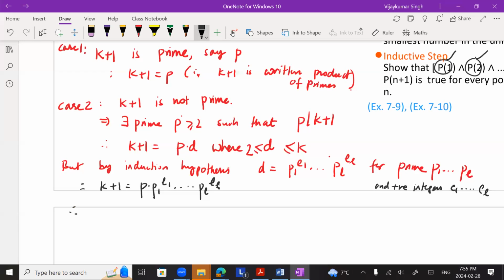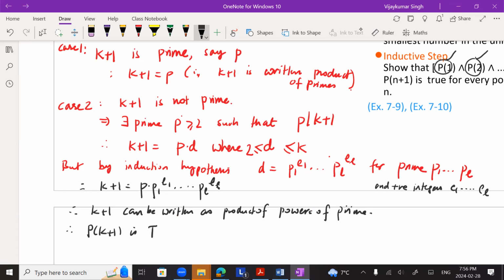Therefore, k plus 1 can be written as a product of primes. This means Pk plus 1 is true. Therefore, by strong induction, Pn is true for all n greater than or equal to 2.